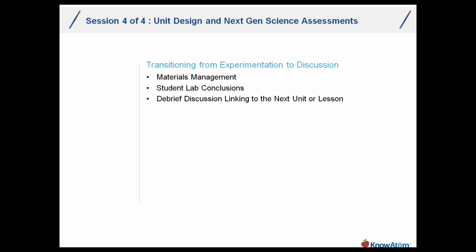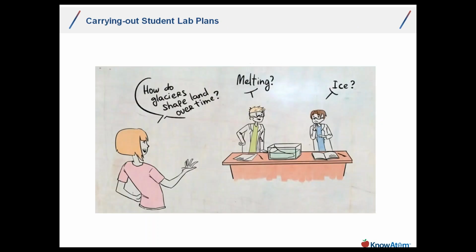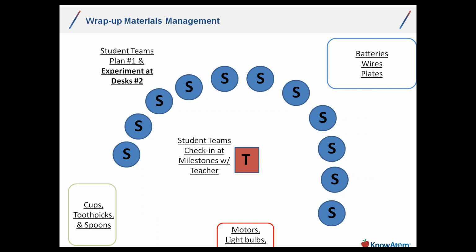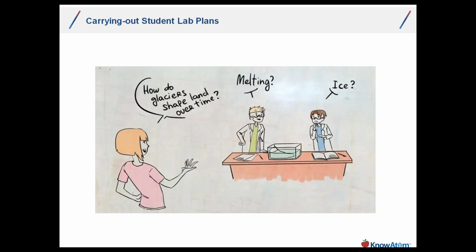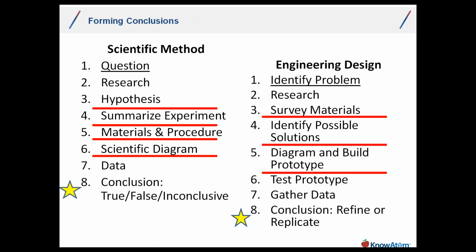So let's jump right in here to transitioning from experimentation to discussion, with a thought about materials management in terms of how we wrap this up. As students are carrying out their lab plans, so they've planned these investigations, the next step really is to begin wrapping up materials. Students are going to be working in pairs. You're going to be facilitating that environment, walking about, checking in. Students are going to be coming up to you for those checkpoints that we had discussed earlier on.